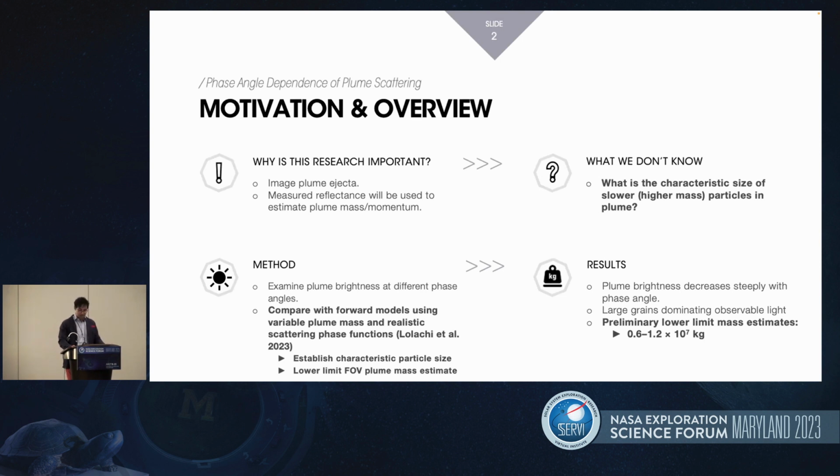Results from our analysis show that plume brightness decreases steeply with phase angle, so this indicates large grains are dominating the observable light. And assuming a power law size distribution, we estimate a lower limit field of view plume mass somewhere in the region of 0.6 to 1.2 times 10 to the 7 kilos. So that's the quick overview. Now we're going to go into a bit more detail.